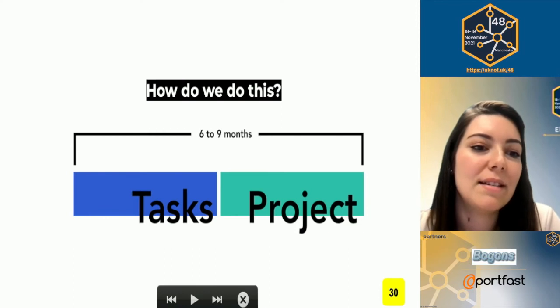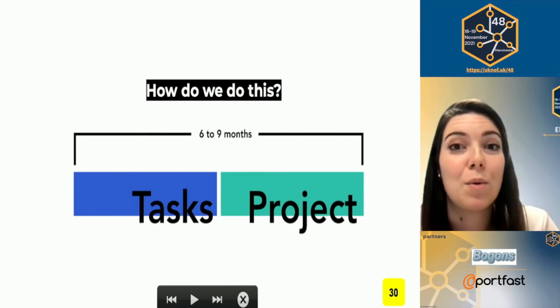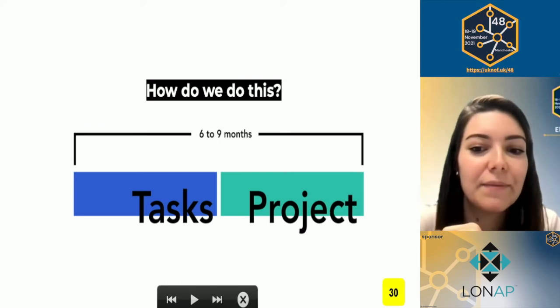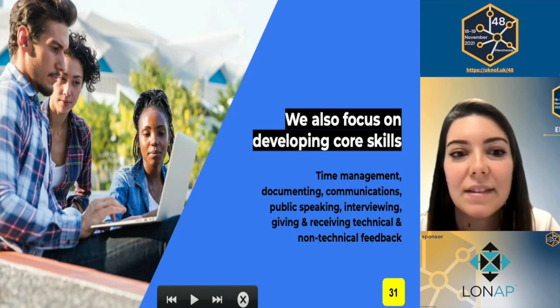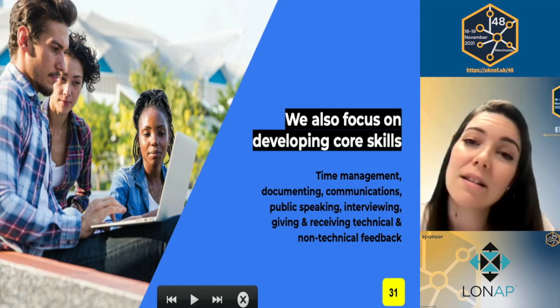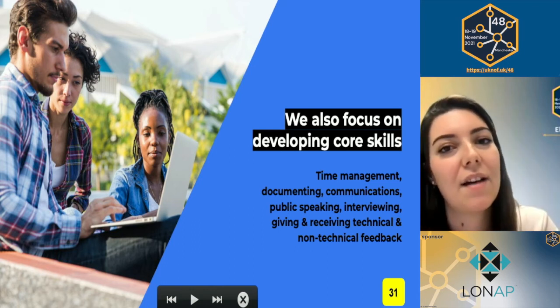The way we do it is that we give them some time to work on broad tasks, so they learn about different domains and topologies and so on. Then they go deep into a domain with a project. And next slide, please. Then we also focus not just on the technical side of things, but also on what other skills they have to learn.